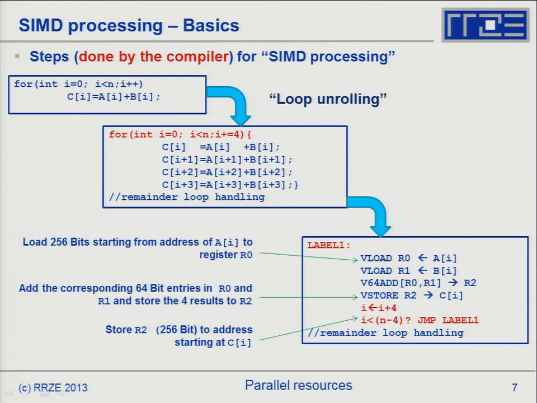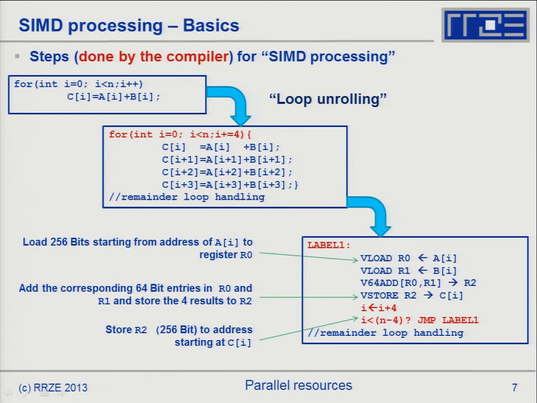So this is our loop. We add 2 arrays and store to the third. That's exactly the stream add benchmark. We'll see this later in the demo. And the first thing the compiler has to do is recognize that this is really something that can be done independently for every loop iteration. Every loop iteration is independent of the next. So no data dependencies, no control dependencies, no conditions, nothing.